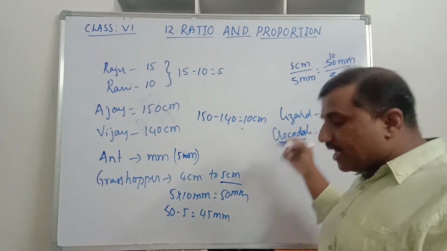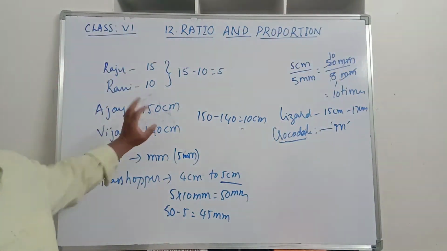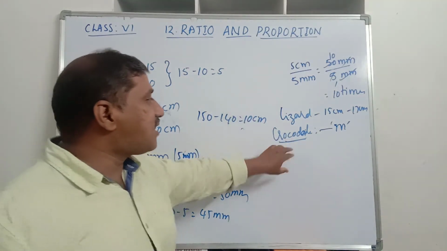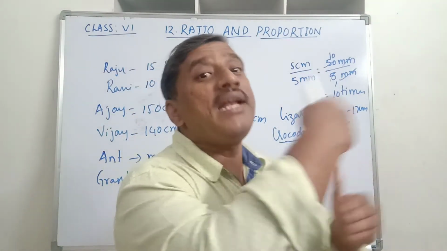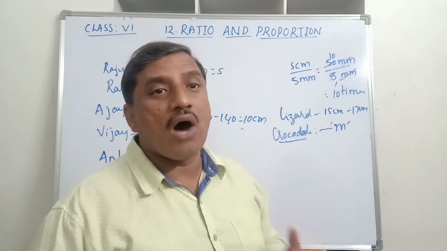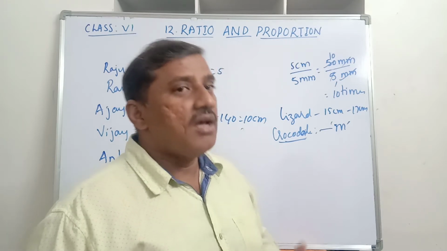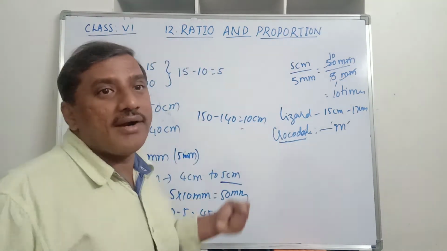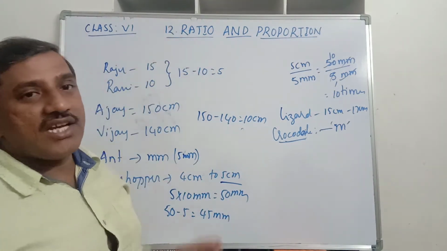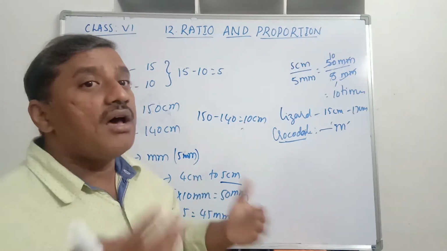So again here also we cannot compare them by using the method of subtraction. So we can compare them: the length of the crocodile is how many times the length of the lizard. How many times means how do we find it? It is division. We will find it by using the division method. So the comparison of quantities by division is known as ratio. What is ratio? The comparison of quantities by division is known as ratio.